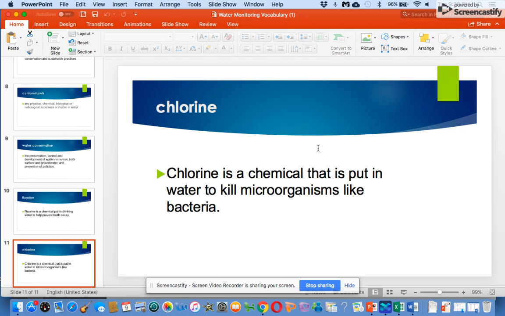Okay, and then chlorine. This is very important. This is on the EOG, I'm telling y'all. Chlorine is a chemical that they put in water to kill microorganisms like bacteria. That's why we put chlorine in pools, because it kills the bacteria. You don't want to be swimming in water and not know what kind of bacteria is in it, because that stuff can get in your mouth and make you sick. Now, there's some bacteria that eat your flesh, so you don't want any of that.